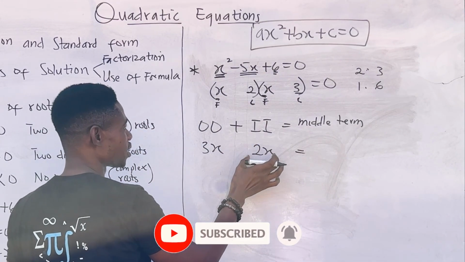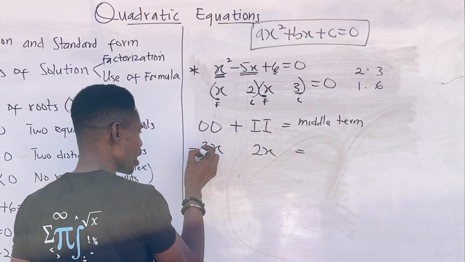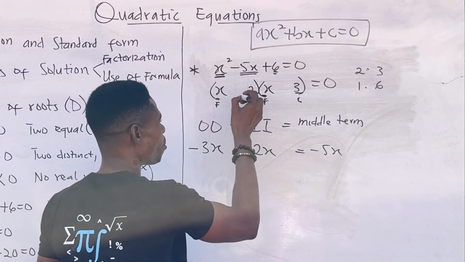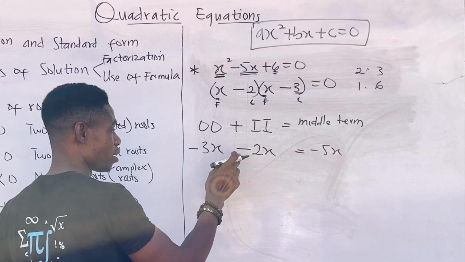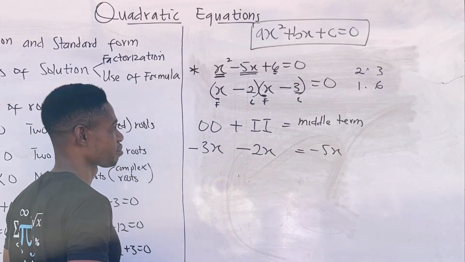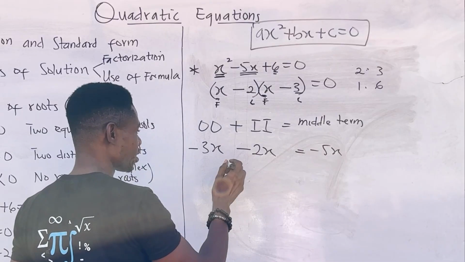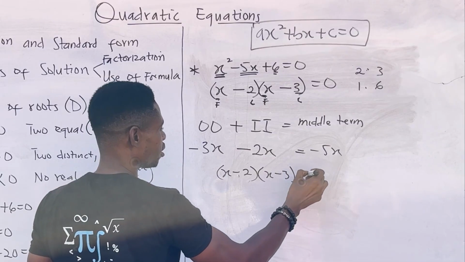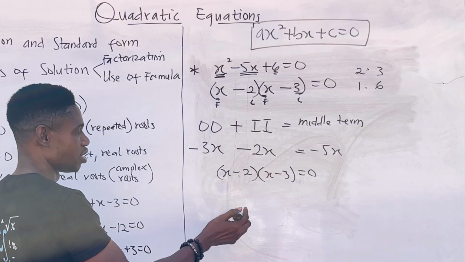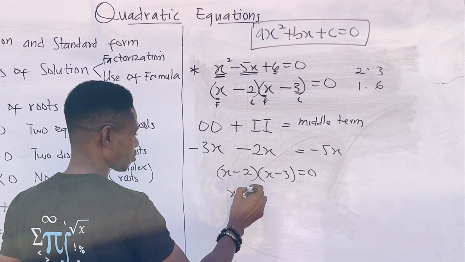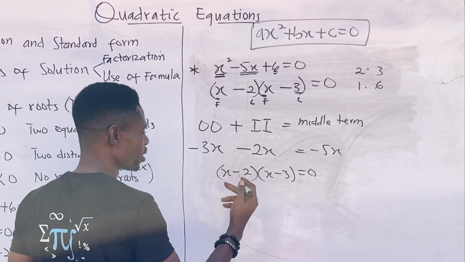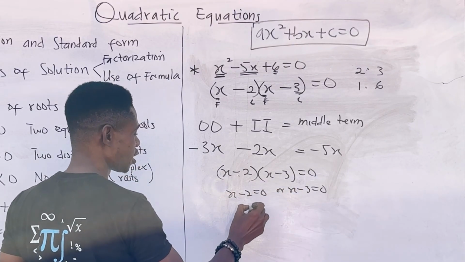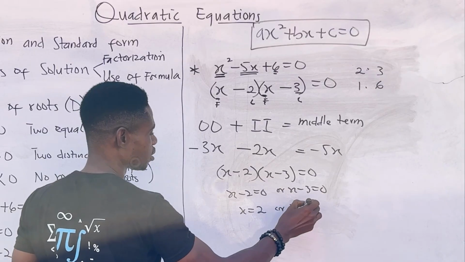So how will this 3x and 2x now give us 5x? It is minus 3 and minus 2. So minus 3x minus 2x will give us minus 5x. So minus and minus. So what we now have is x minus 2, x minus 3 equal 0, right? That's what we have. Okay, let me just take it step by step. So x minus 2 equals 0, or x minus 3 equals 0. So x equals 2, or x equals 3.